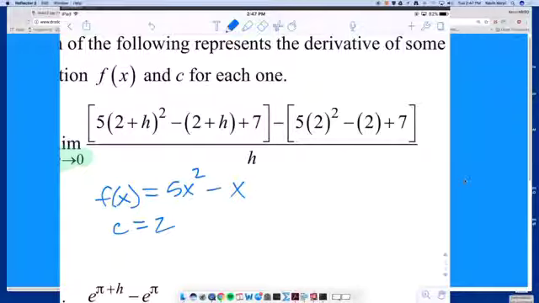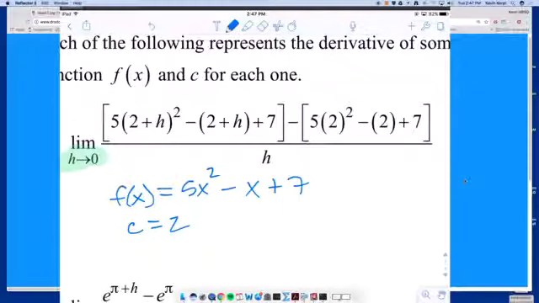Minus x plus 7. Fantastic. That's it. So moving forward, if I had given you this function and said evaluate it using the modified form at x equals 2, you would set this up on your own and then evaluate it. Okay? So here's an easy way to do it.